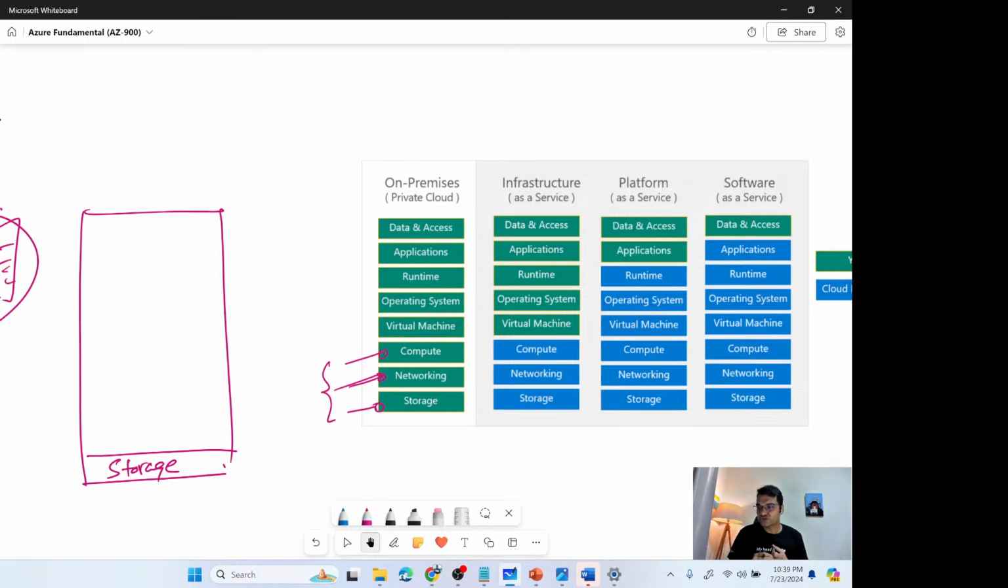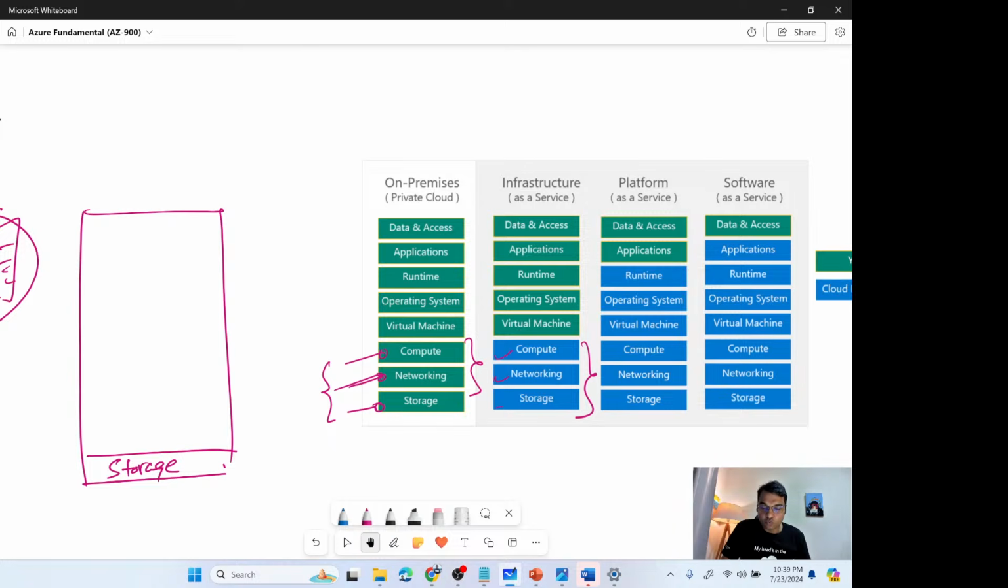Now think of a virtual machine like your virtual laptop, right? We are virtualizing everything. Now, when we are virtualizing everything, where does this physical infrastructure go? It actually goes to Azure, as you can see in infrastructure as a service. So compute, networking, and storage are provided by Azure. You don't see that. You don't buy that. You don't acquire that at all, right?